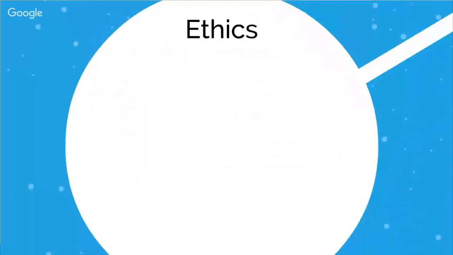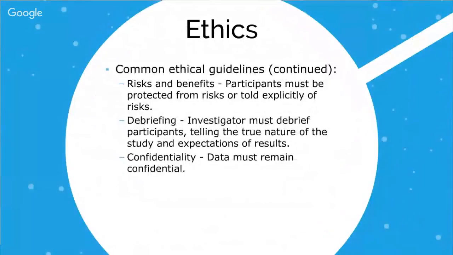And moving on to our very last slide here, just a couple things. Risks and benefits. Participants must be protected from risks, and they need to be told explicitly of the risks, meaning they need to know exactly what they're being exposed to. If there's any danger at all, they need to know about it. If anything bad at all, even if it's a long shot, 1,000,000 to 1, they need to know that potentially this could happen, and this goes along with that informed consent. They need to know about anything and everything that could possibly go wrong.